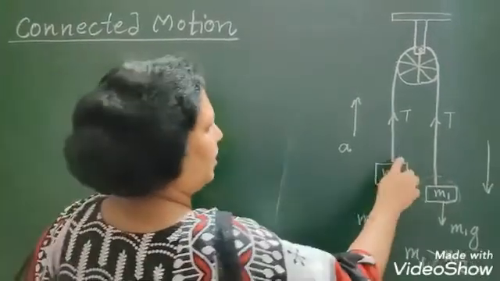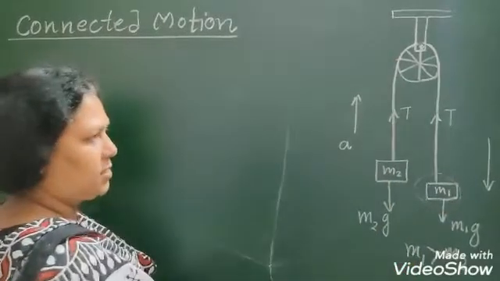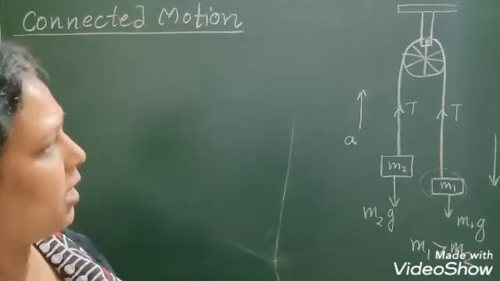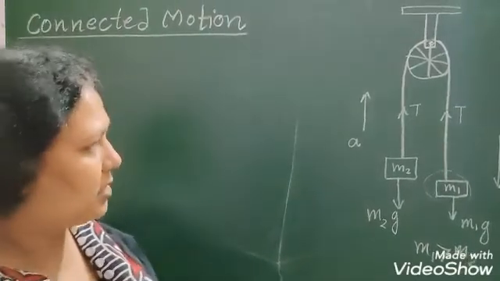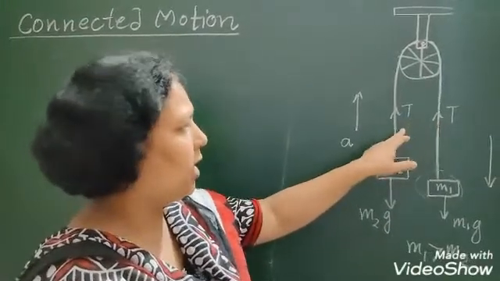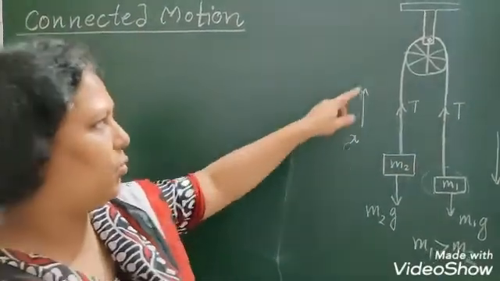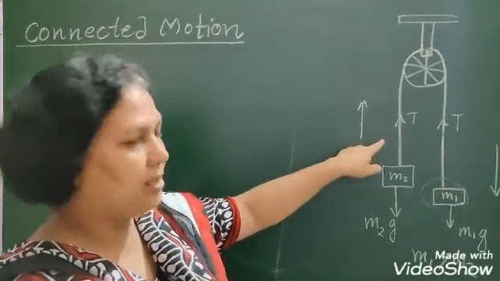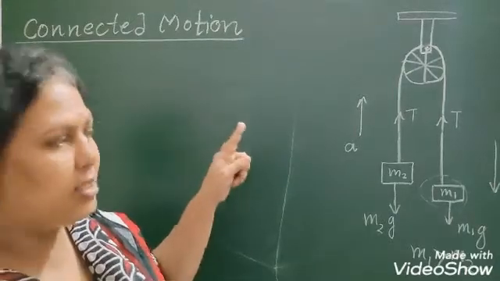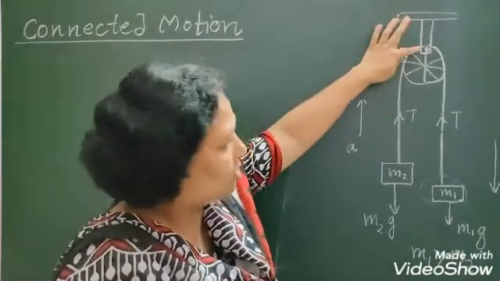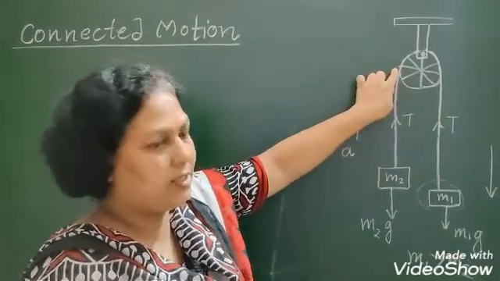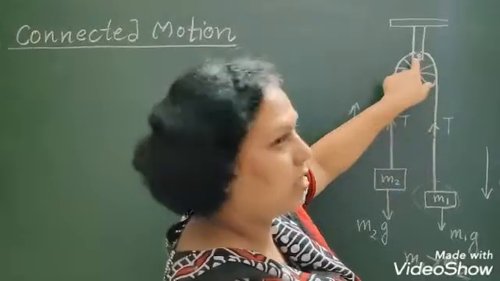The tension created, as I have just discussed, because this is one string of uniform density, frictionless and massless, will be equal throughout the string, and tension is always working towards the rigid support. So you can say tension is a pulling force, always working towards the rigid support. Here you can see this is the rigid support. So in this part of the string the tension is working upward in this direction, and here also the tension is working upward in this direction.